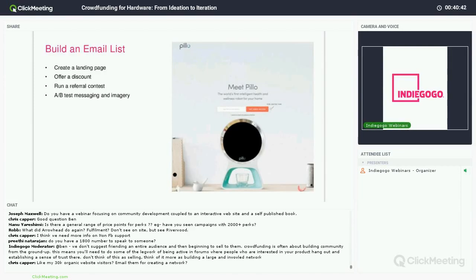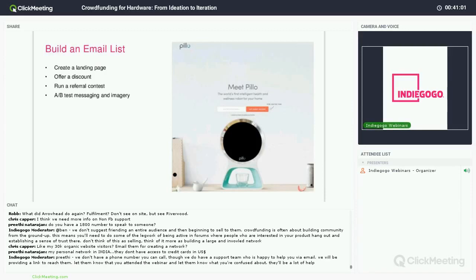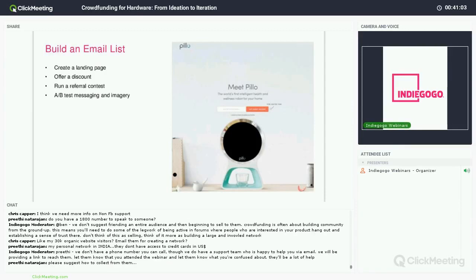One of the ways we find most successful is to build a really strong email list, an audience who's invested before you even launch. There are a lot of ways to do this, but one really successful way is to create a landing page. You could do this on WordPress or any other simple web creation tool. Just create a landing page where you can capture email addresses.